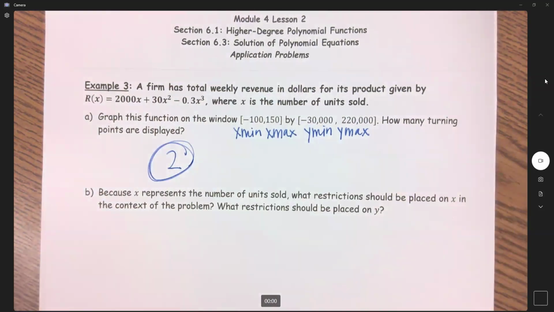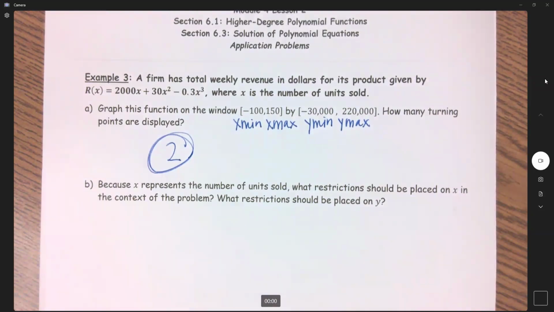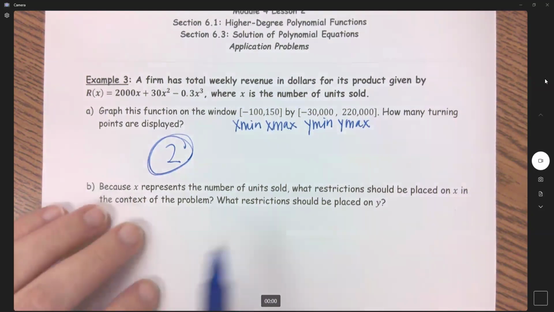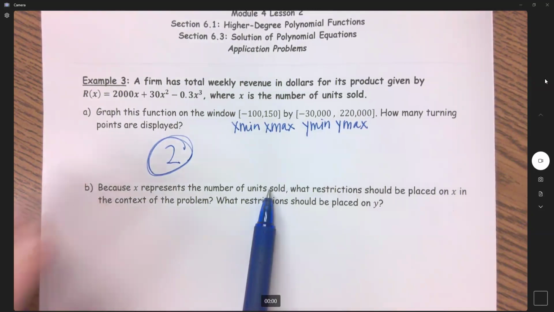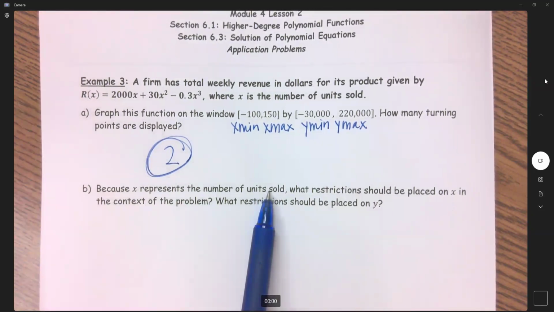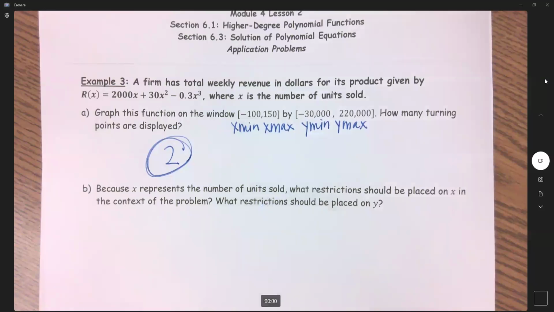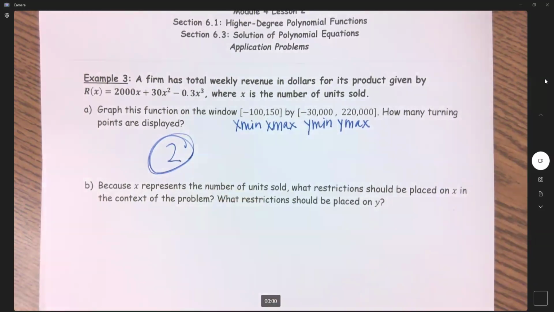Okay, now because X represents the total number of units, what restrictions should be placed on X in the context of this problem? What restrictions should be placed on Y? Well, if my X is the number of units I am selling, I can sell 0 units, I can sell positive units, but it doesn't really make sense to sell negative units. So I need my X to really be positive.